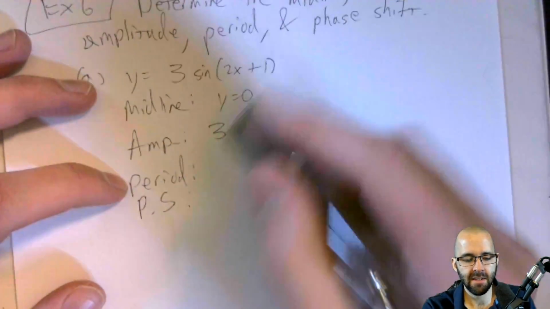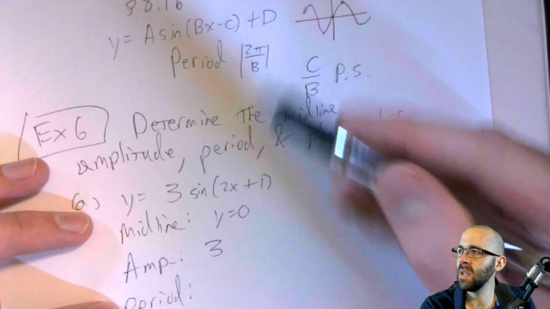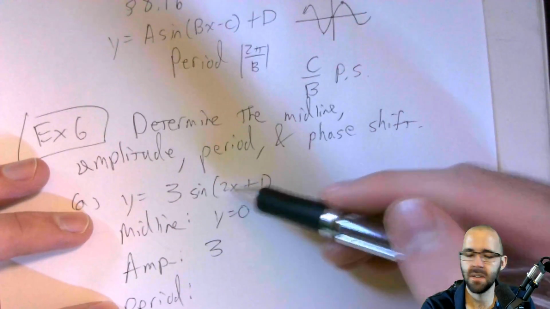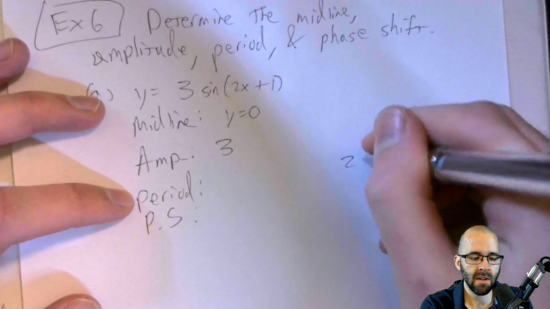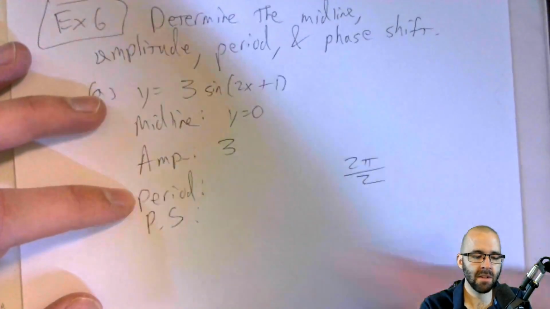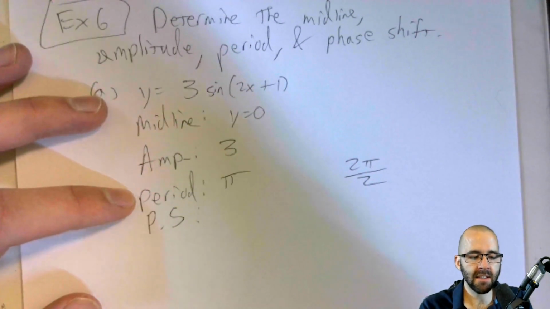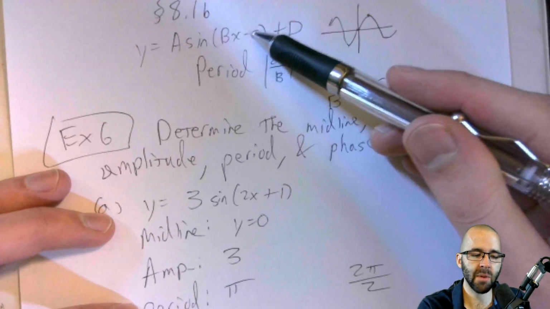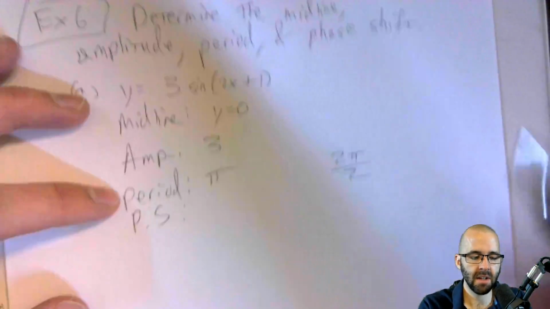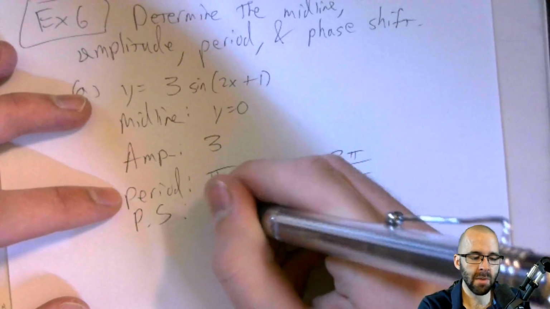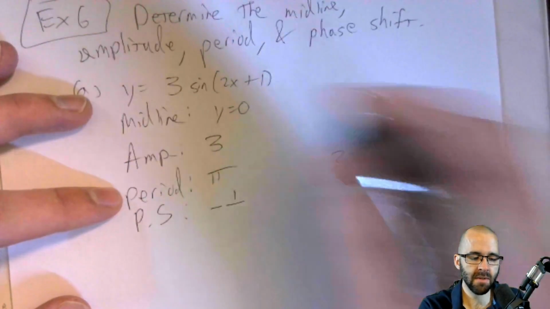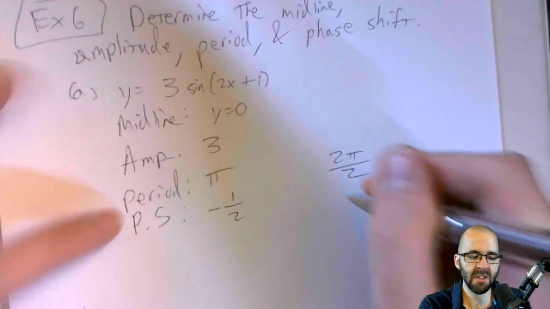The period, right? We said the period's 2 pi over b. What is b? B is 2. So period is going to be 2 pi divided by 2, or just pi. And lastly, the phase shift here is going to be negative. It's going to be the opposite of what you think, because in this equation we have bx minus c. So the phase shift is going to be negative c, which is 1, over b, which is 2.